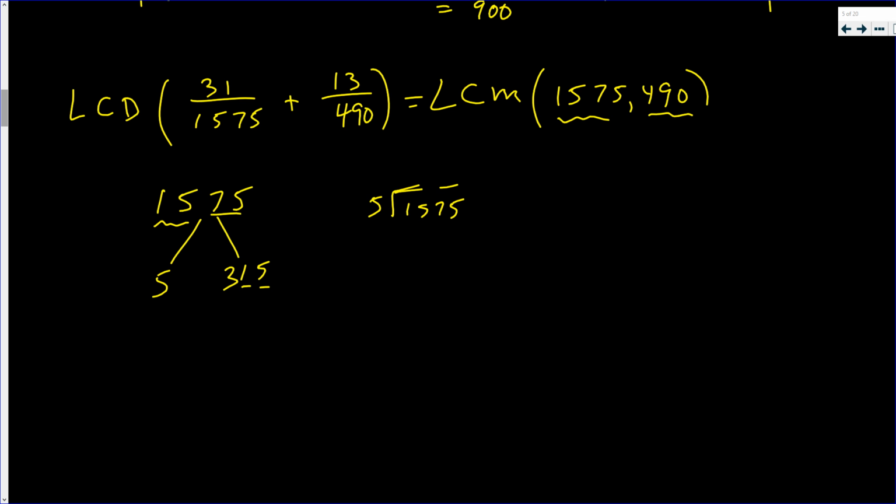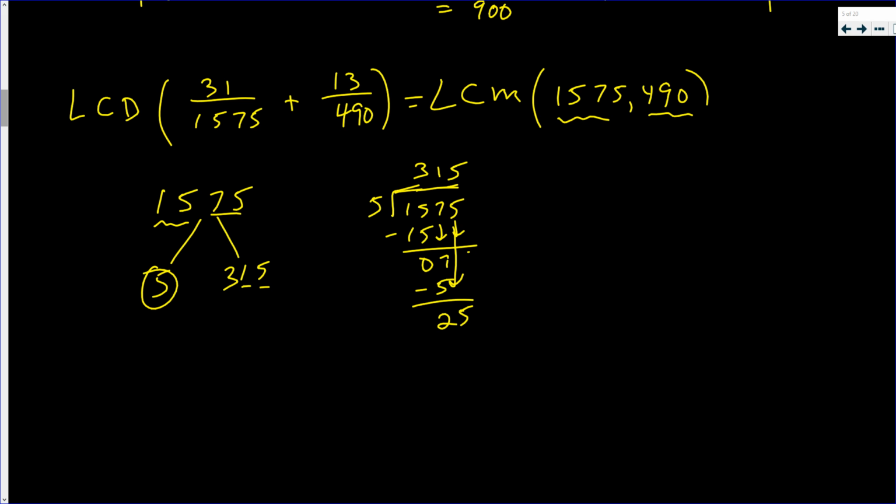5 into 15 goes 3 times. Subtract, get 0, bring down the 7. 5 into 7 goes 0 times, excuse me, 1 time. Take away the 5. Bring down the 5. 5 into 25 goes 5 times.